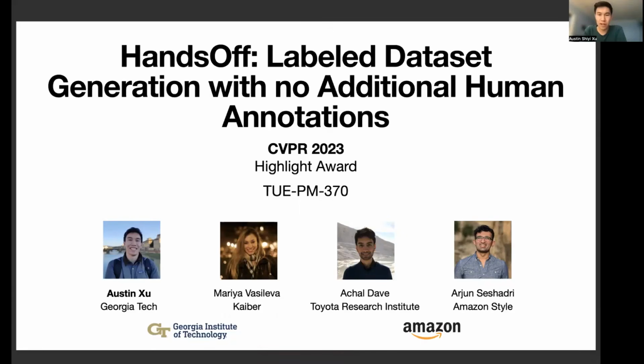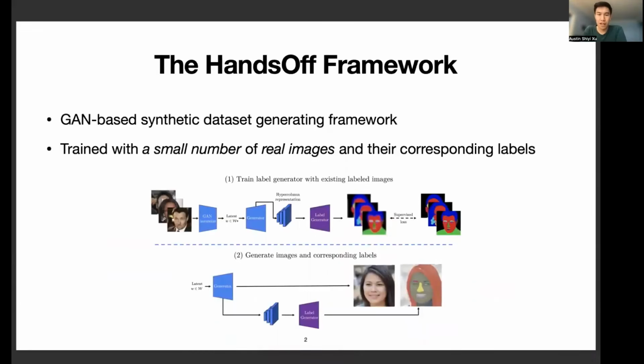I'm presenting our work, Hands-Off, which is a framework for generating labeled synthetic datasets without the need to acquire additional human annotations. The Hands-Off framework is a GAN-based synthetic dataset generating framework. It uses a pre-trained GAN and trains a label generating branch with a small number of real images and their corresponding labels. To do this, we use tools from GAN inversion to invert the real images into the latent space of the pre-trained GAN.